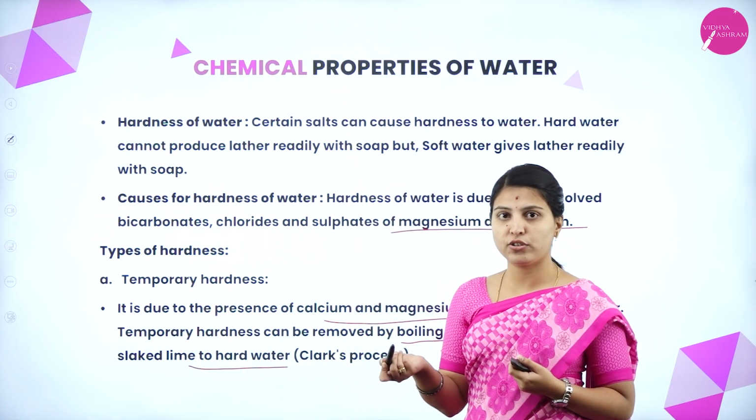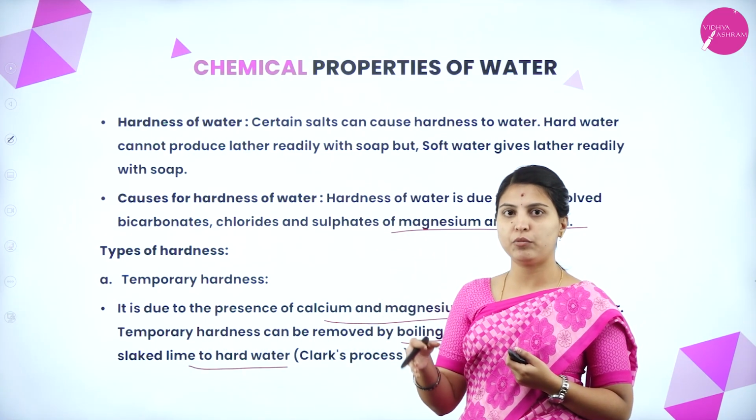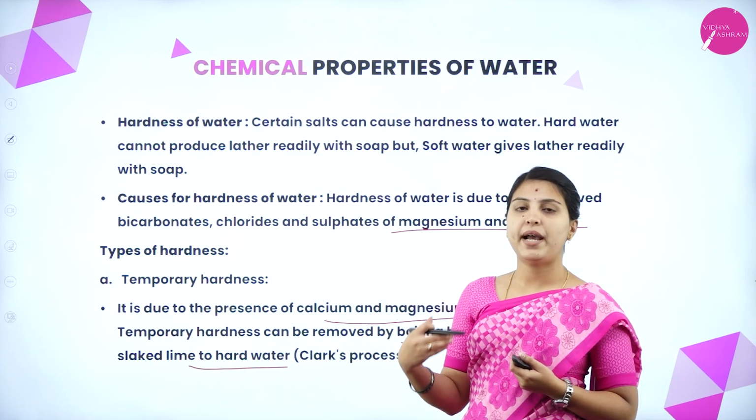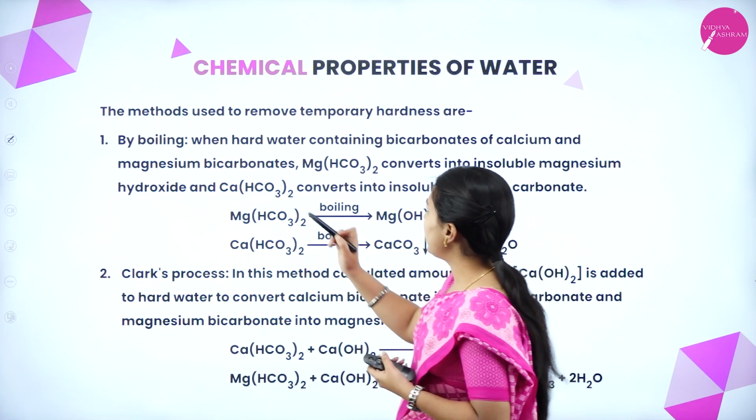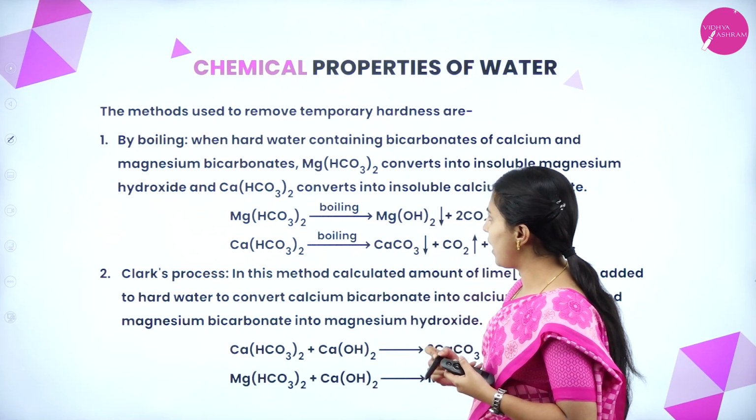It can be removed because it is temporary, right? It will be removed by boiling or by adding slaked lime. How it will be removed, we will see. The methods used to remove temporary hardness are, first, boiling.